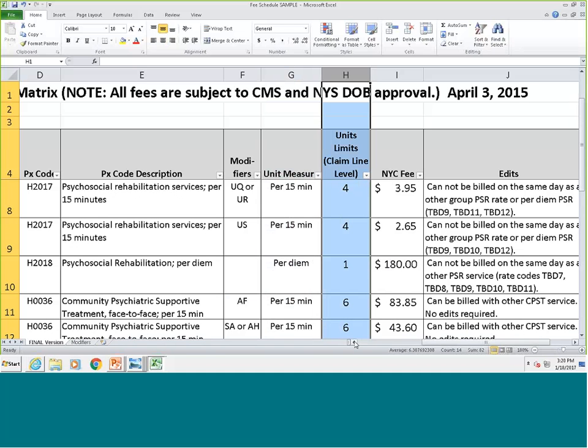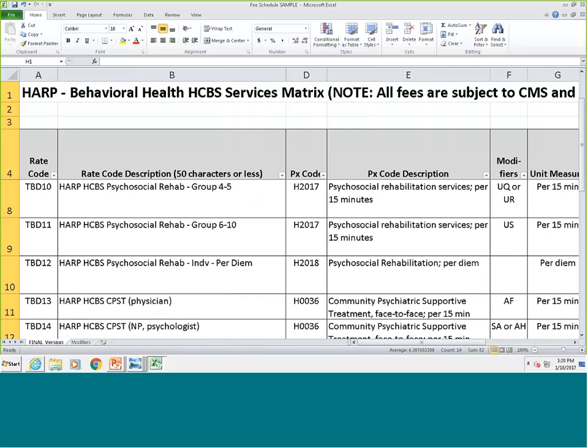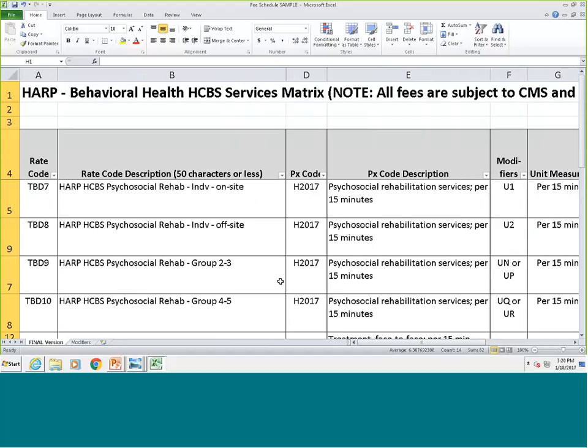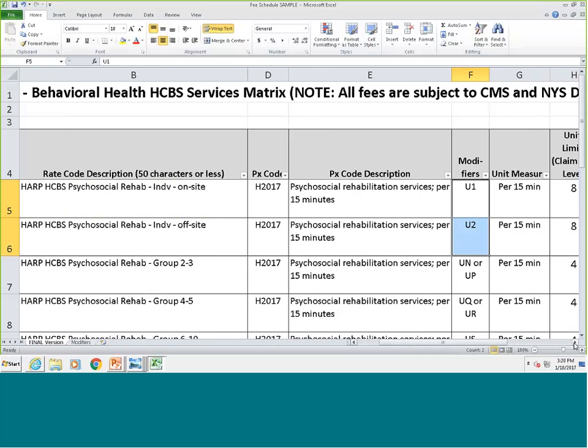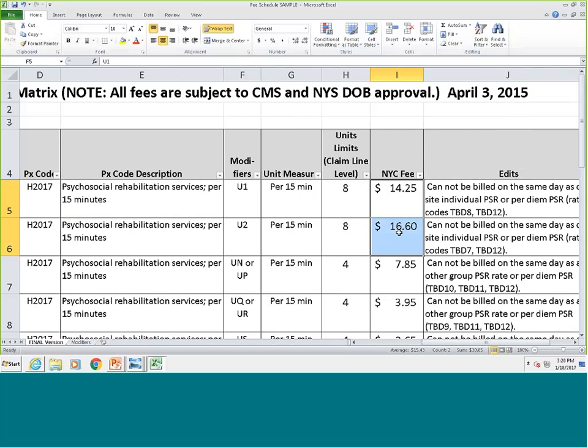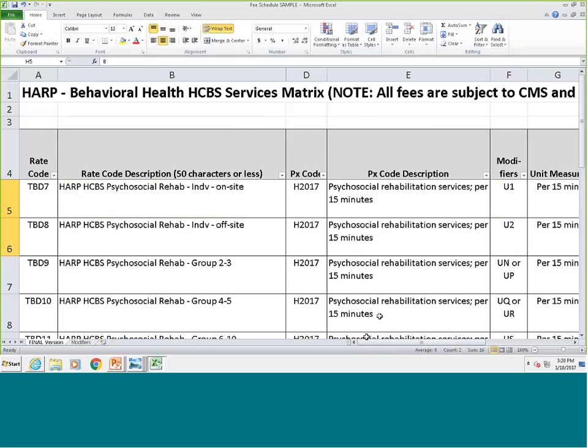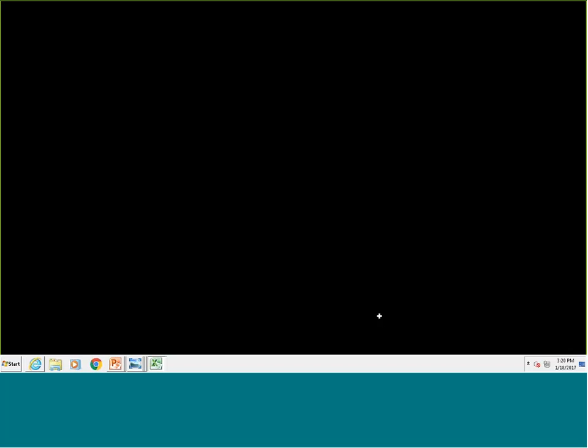So, let's see one very small example. For example, let's see that we are going to do some psychosocial rehab individual on site. The modifier is going to be different, right? Correct. And perhaps the rate is going to be different as well. Correct. Even though they are going to be using the same maximum number of units. That is correct. Wow, Mitch, I'm beginning to learn something about it. Okay, let's continue with it.